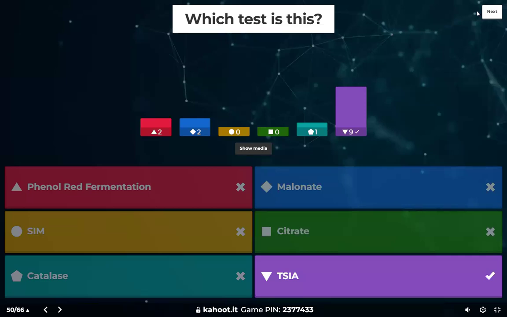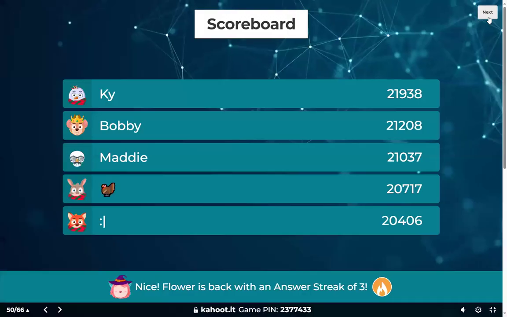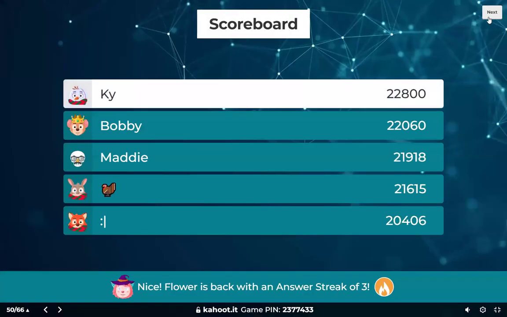All right, TSIA, triple sugar iron assay. You guys got the iron. I'm very proud of you. Do you guys remember what the three sugars are? Lactose, sucrose, glucose. Good job.